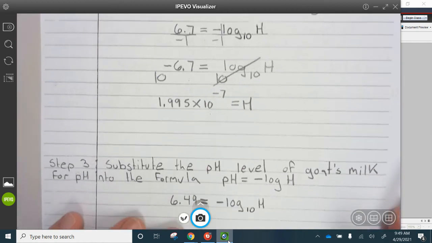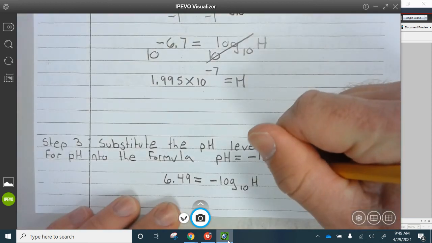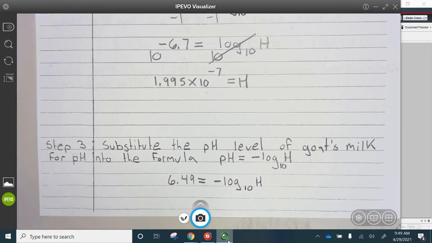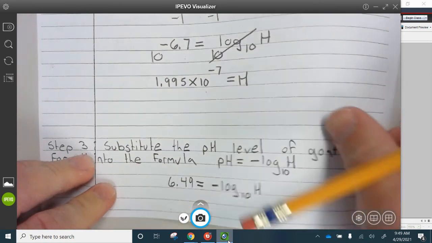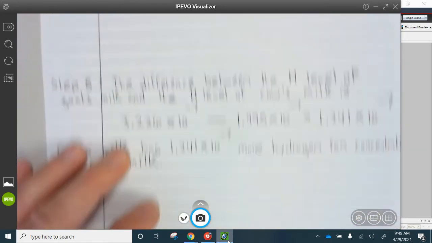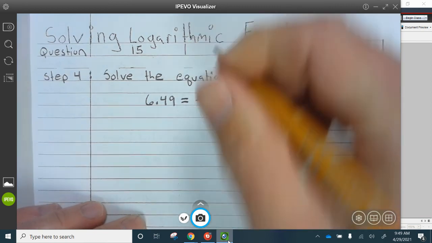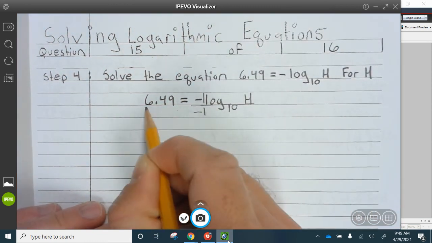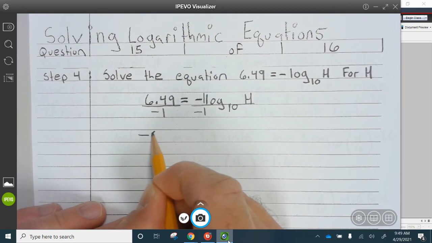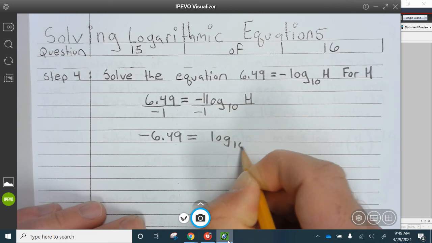All right. Now, step 3. Substitute the pH level of goat's milk for pH into the form of pH equals negative log base, that should be base 10 of H. Okay, so 6.49 equals negative log base 10 of H. All right, step 4, solve the equation. 6.49 equals negative log base 10 of H for H. So again, this is technically negative 1, so we're going to divide both sides by negative 1. That's a negative 6.49, because that becomes positive log base 10 of H.